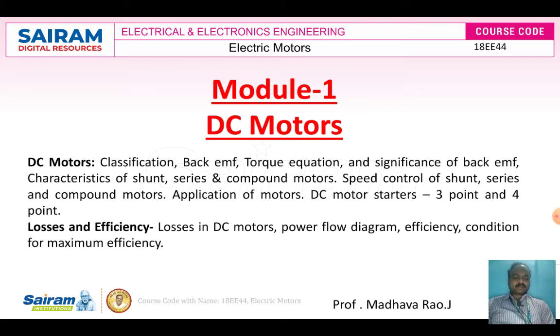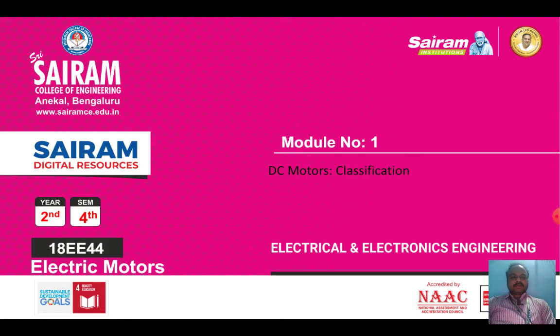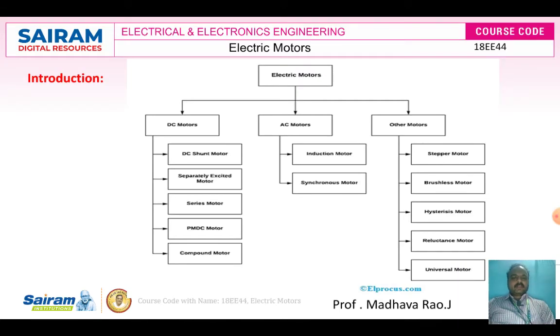First we will discuss the classification of DC motors. Generally electric motors are classified into 3 types: DC motors, AC motors and other types of motors. Coming to the DC motors, these are again classified into different types: shunt motor, separately excited motor, series motor, PMDC motor (permanent magnet DC motor), and compound motor. So these are the classification of DC motors.